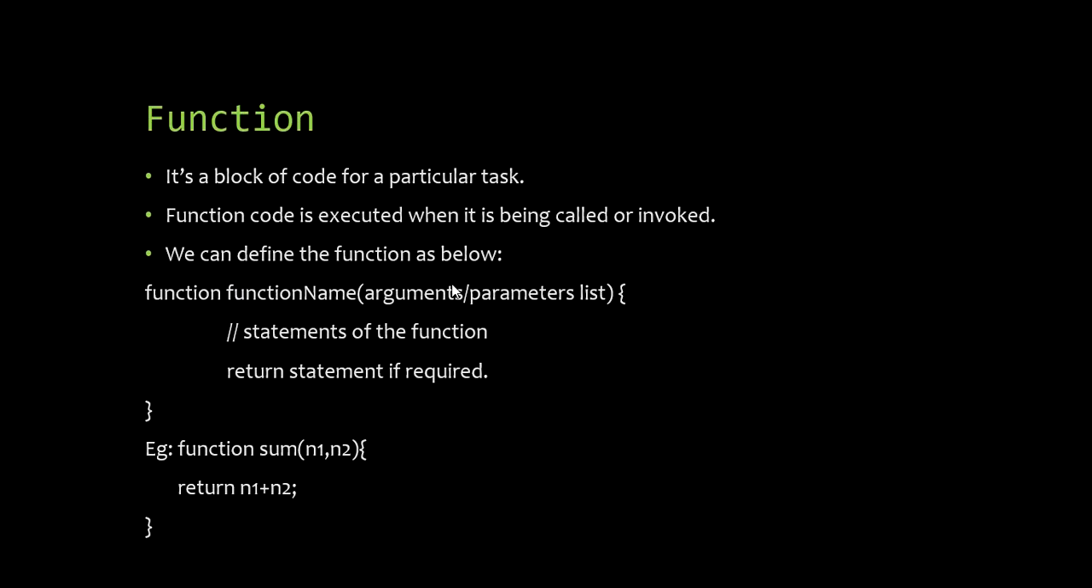We can define the function as below: function, then function name, then inside the bracket you can define the arguments and the parameter list, and then define the scope with the help of this bracket. And there can be an optional return statement if required. For example, function sum, then it will take two arguments n1 and n2, then a return statement that will return the sum of two numbers.